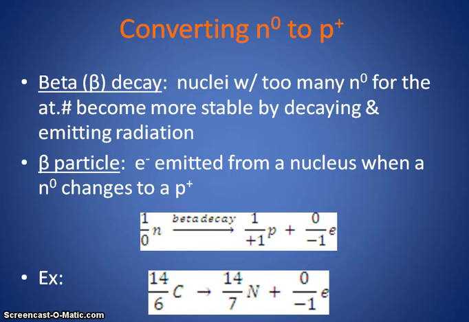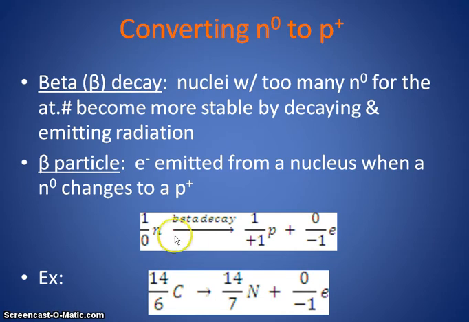Converting neutrons to protons is one way to stabilize nuclei. So if the N/Z ratio that we mentioned in the last section is too big, the nuclei is going to decay. So these processes that we're going to talk about are ways to stabilize the nuclei. If you're converting neutrons to protons, this is a form of beta decay, which is when you've got a nuclei that has too many neutrons for the atomic number, and it becomes more stable by decaying and emitting that radiation. The beta particle is a very high energy electron that's emitted from the nucleus when this process of changing the neutron to a proton happens.